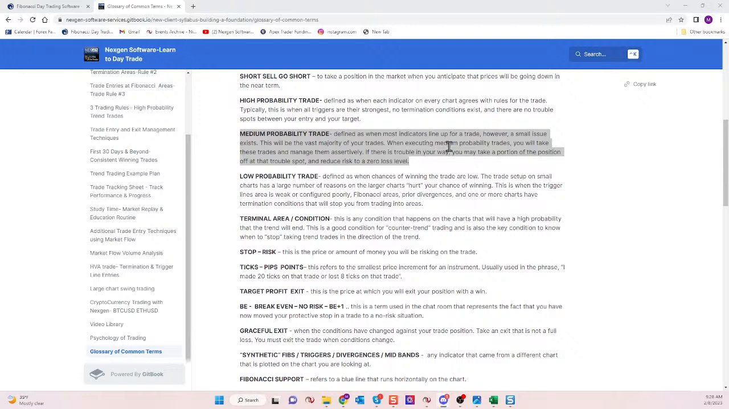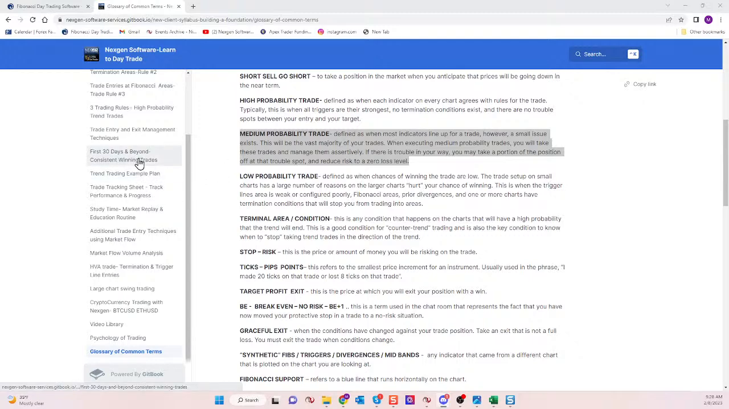But when you're executing medium probability trades, you're going to take them and manage assertively. Your ability to read your indicators is going to help you manage assertively. You're going to be able to identify trouble through chart reading, maybe take a portion of your profits off, and get to a zero loss level.